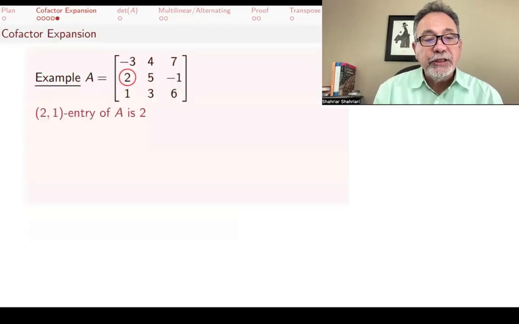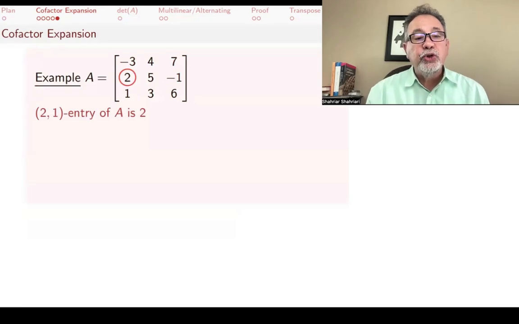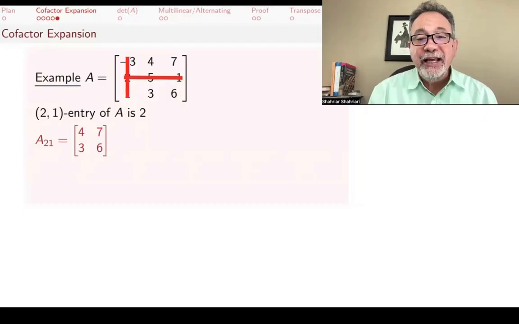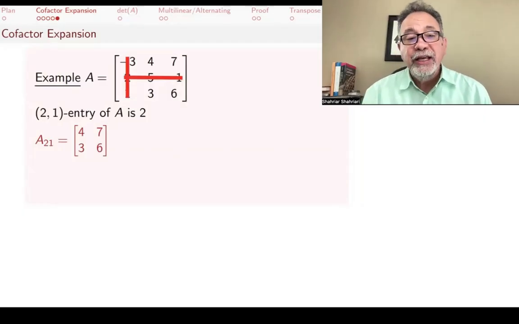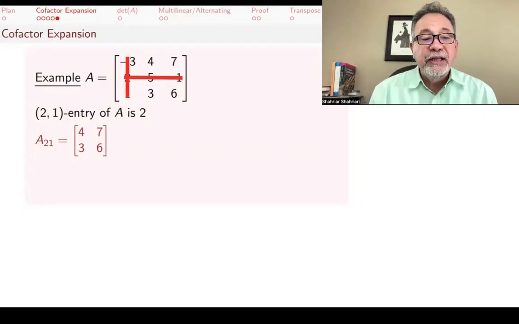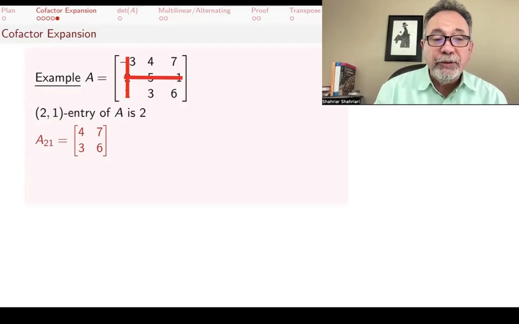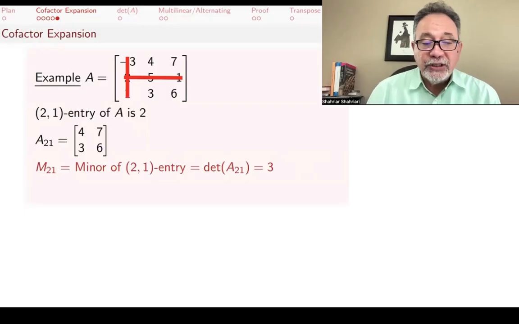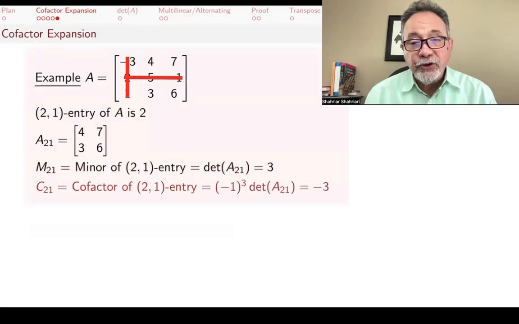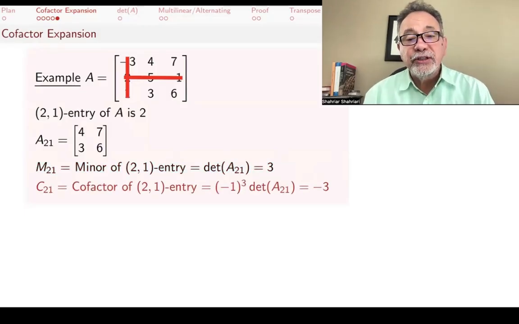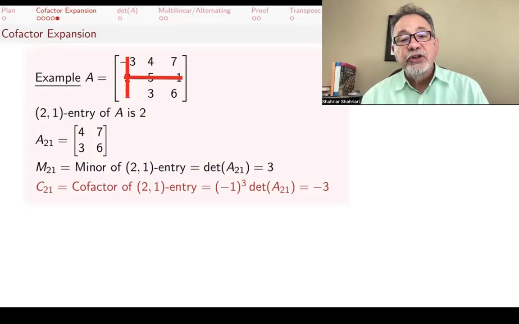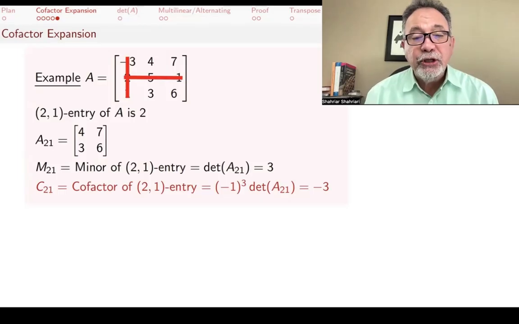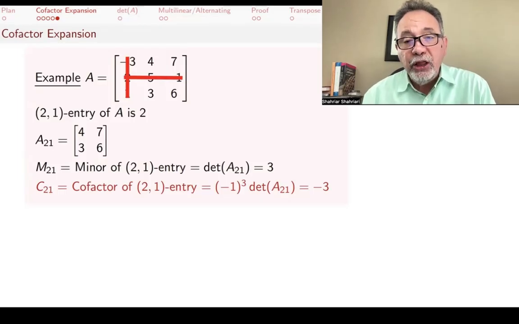So here's an example. Here's a 3 by 3 matrix. The 2-1 entry, the entry in row 2, column 1, is a 2. And A21, the matrix that I get by eliminating the row and the column of that entry, is this matrix. The first row is 4, 7. The other one is 3, 6. This is the A21 matrix. And the minor of the 2-1 entry is the determinant of that. In this case, it happens to be 3. The cofactor of the 2-1 entry is -1 raised to the power 3 times that determinant. So it's -3. But why is it -1 raised to the third power? Because 2, the row number, plus 1, the column number, is 3.